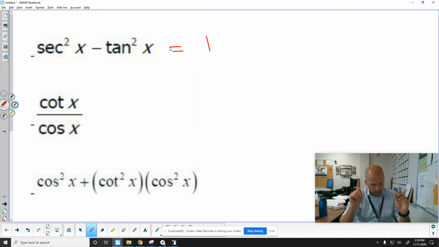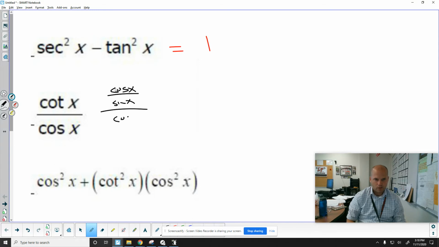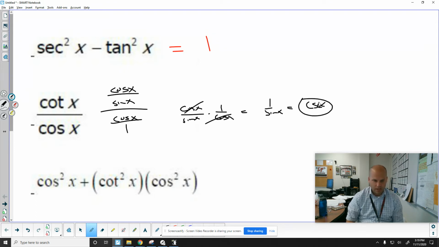Cotangent over cosine. Okay, well, now what do you want to do? There's a lot of things you could do. You could rewrite it already in fraction form. Sometimes what I like to do is move things around. You could rewrite this as cosine x over sine x times 1 over cos x. You just get 1 over sine x, which is probably what they want to say is cosecant. You can get it that way.